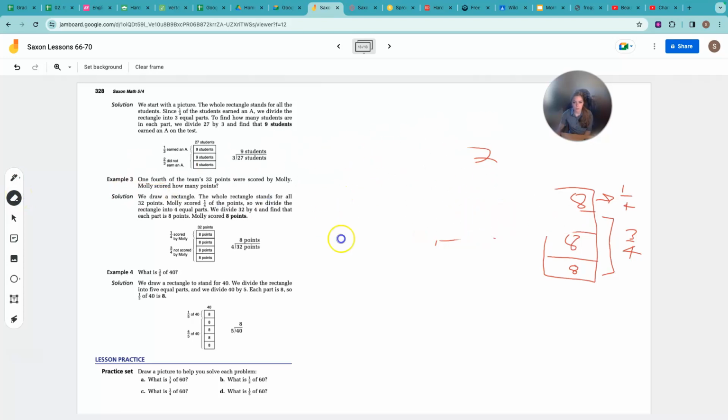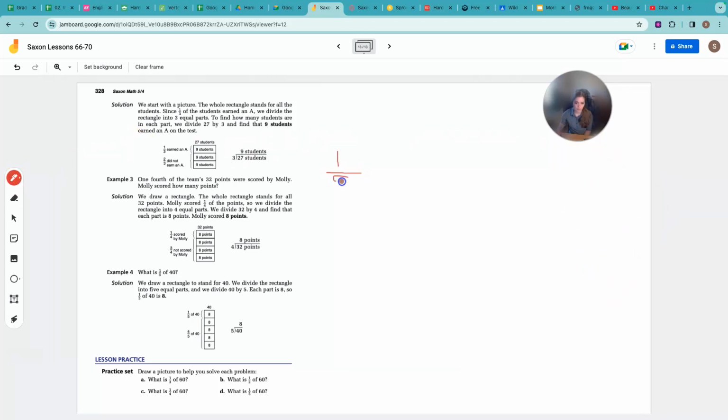Example 4 says, what is 1/5 of 40? So, what's 1/5 of 40? So what's the fraction we're given? 1/5. What's the total number? 40. 1/5, what are we going to divide 40 by? We're going to divide it by 5. Right? And we would get 8.